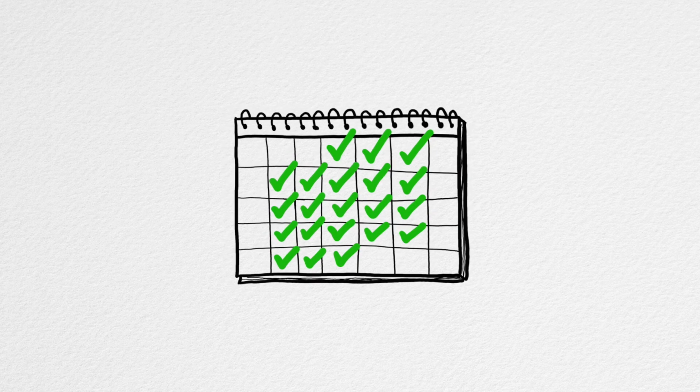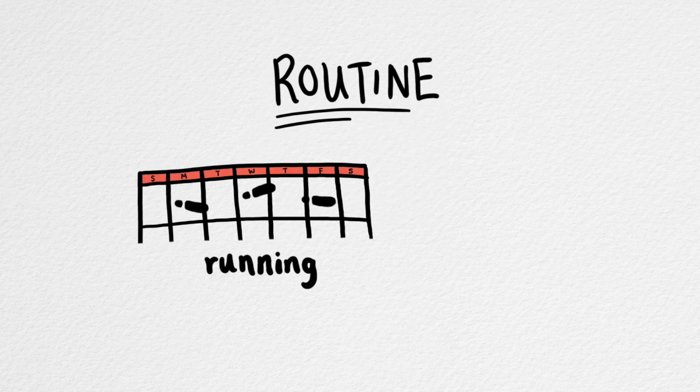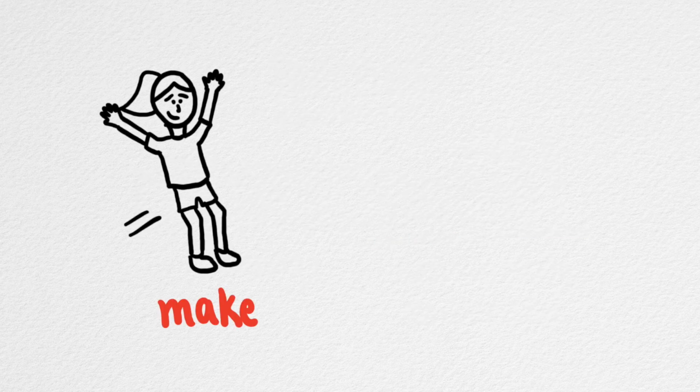So try to incorporate a routine that you can be proud of sticking to. For example, go on a run 3 times a week or wake up early every weekday. Start small because you want to make this routine part of your life long term.